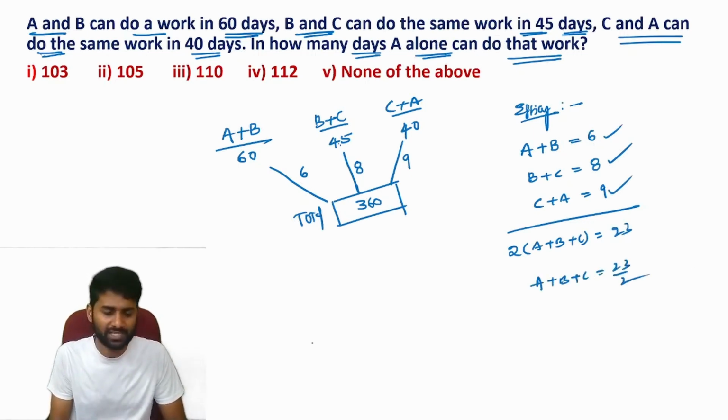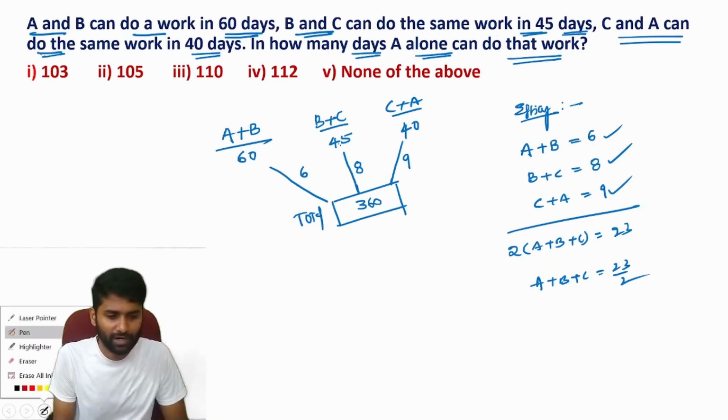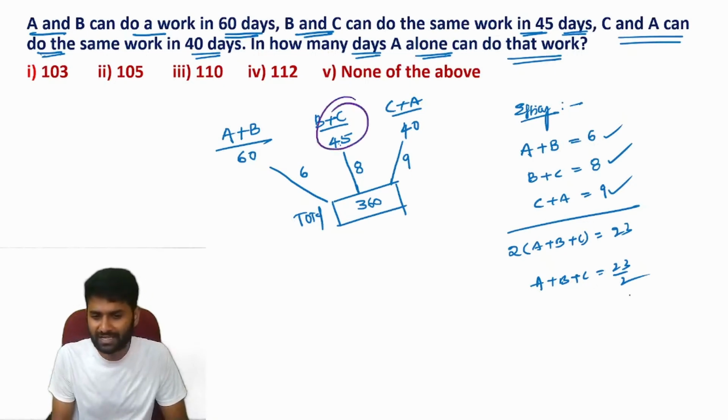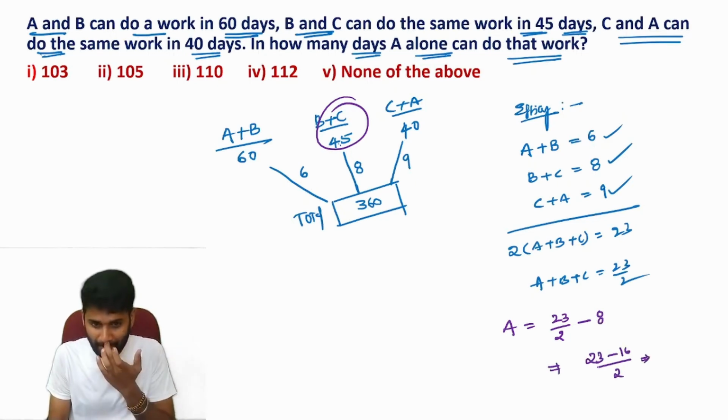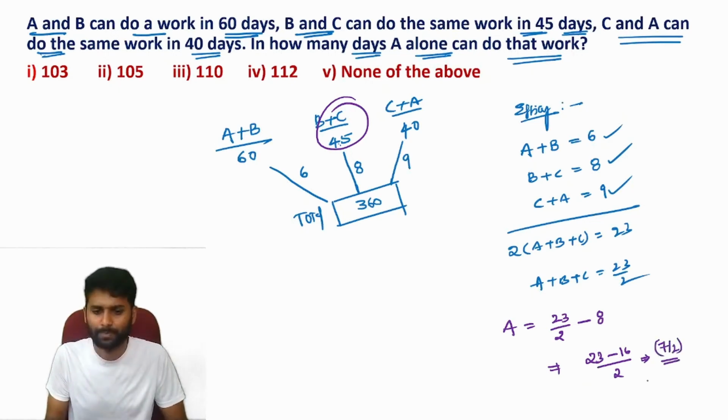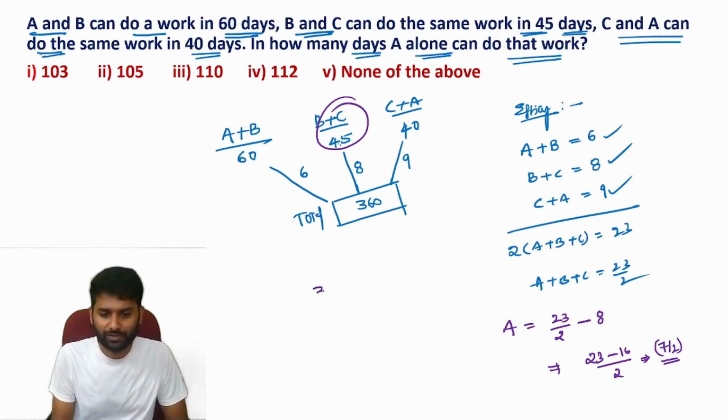Then A plus B plus C is equal to 23 by 2. Now the question: what is A's efficiency? Guys, if you want A's efficiency, you have to subtract the BC efficiency from 23 by 2. So A is equal to 23 by 2 minus 8, which is (23 minus 16) divided by 2. The difference is 7 units, so it's 7 by 2. Now the question: for 360 units, how much time does A take? So 7 divided by 2.